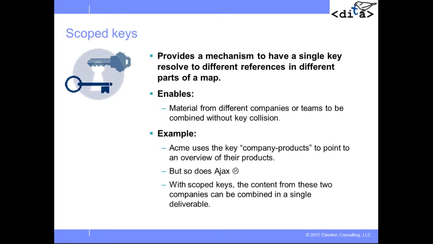And really probably the big ticket items that you're all waiting for: scoped keys. In 1.2, if you had a key, it really had one effective binding for your entire publication map. And with scoped keys in DITA 1.3, you're going to have a mechanism in which you can have a single key resolve differently in different branches of the map. And this will make it possible to aggregate material from different companies or teams that might use the same keys without having key collisions.